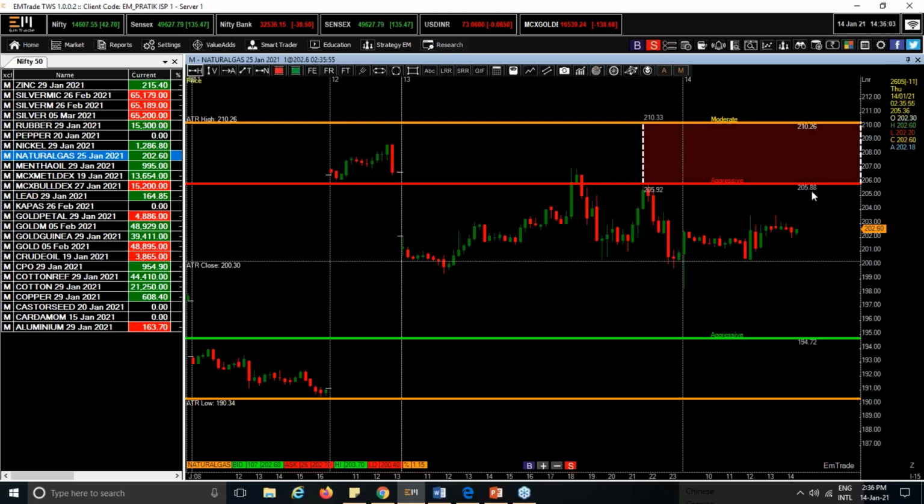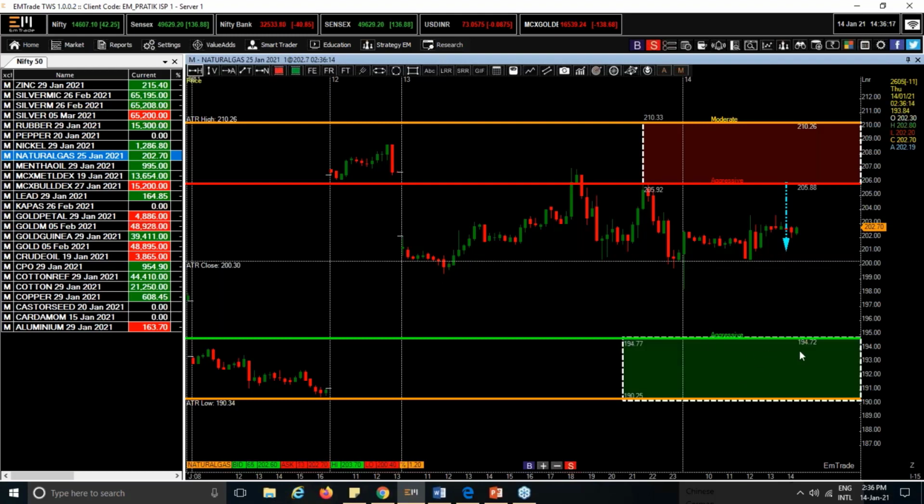So if I want to put a short sell, I preferably use these two levels. When my price breaks 205, my stop loss is 210. I can put the short sell when my price breaks 205. And if I want to take a long trade, I refer to the first support. 194 is my first support and my stop loss is 190.25. So these are your two levels for entry and exit.